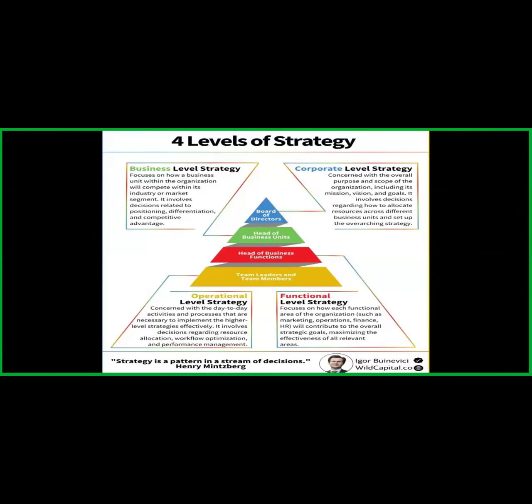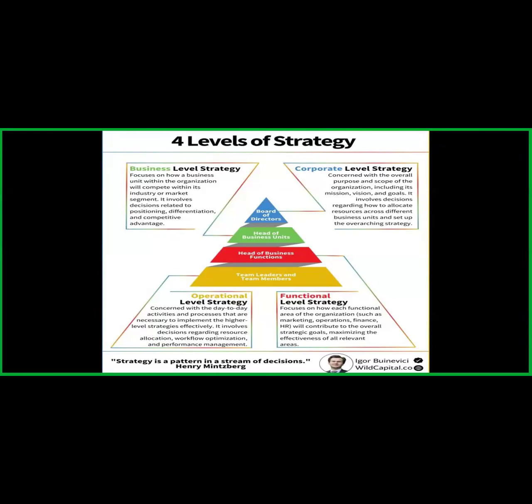After corporate strategy comes the business level strategy. Under business level strategy, it focuses on how a business unit within the organization will compete within its industry or market segment. It involves decisions related to positioning, differentiation, and competitive advantage. So, corporate level strategy, we have seen, is the highest level strategy, made by the highest level people, that is, the board of directors, managing director, or CEO of the organization. The second strategy talks about business level strategy.